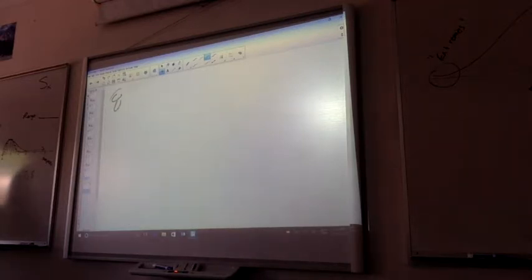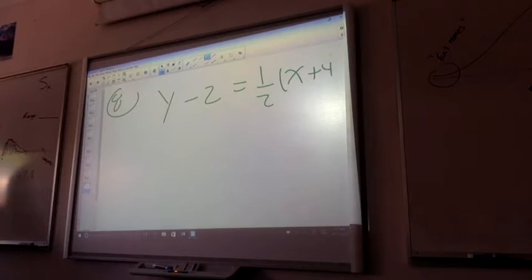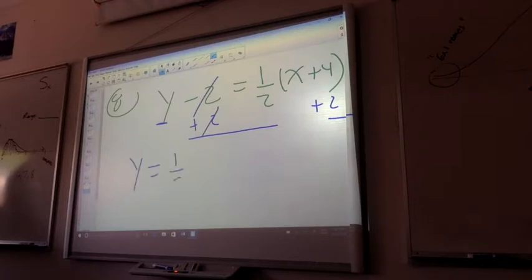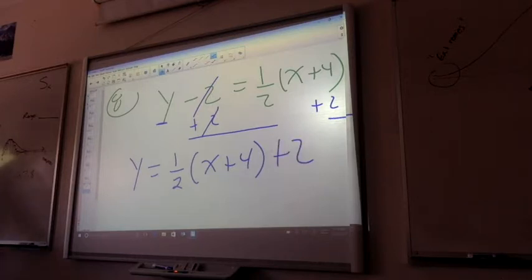Number 8, y minus 2 equals 1/2 quantity x plus 4. They want us to just solve for y. Watch this. If I add 2 to both sides, that cancels that. So I get y equals 1/2 quantity x plus 4 plus 2. Have I solved for y? Yeah. What do I think they might want you to do at this point?